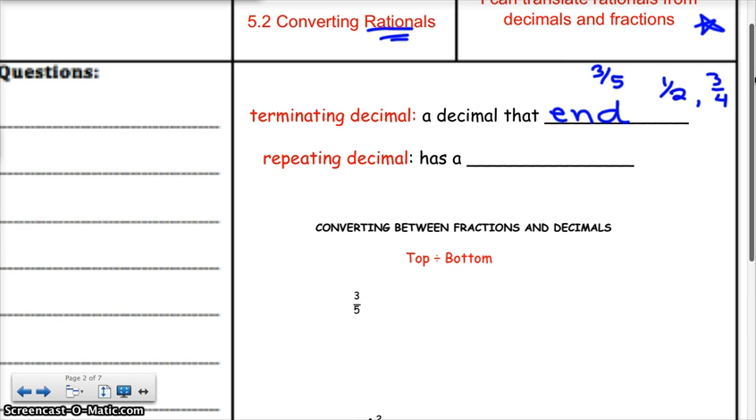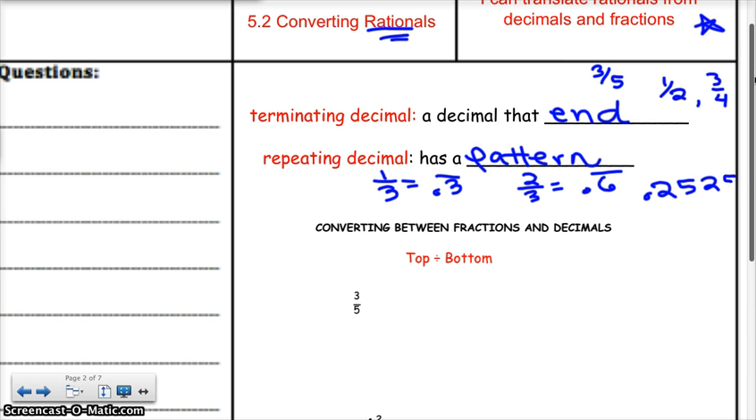A repeating decimal has a pattern. I feel like 1/3 has a pattern, doesn't it? 1/3 is 0.3 repeating, isn't it? Yeah. Another pattern would be 2/3. 2/3 is 0.6 repeating. That's what I mean. Another repeating one would be 0.25, 25, 25. The 25 is repeating, okay? They have a pattern.